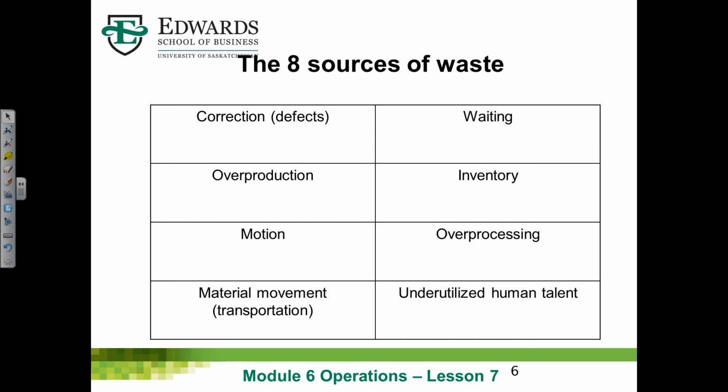This is the core of lean process improvement. It's the ability to look at a process and identify which of these sources of waste are involved in a process and how prevalent they are.